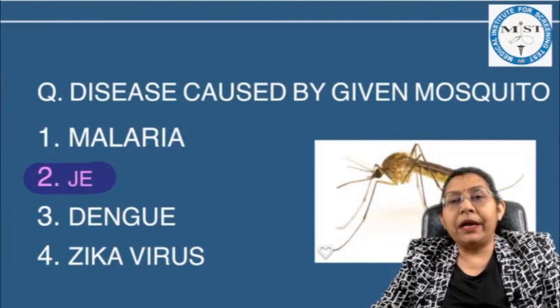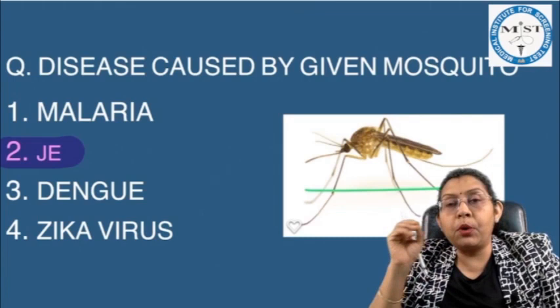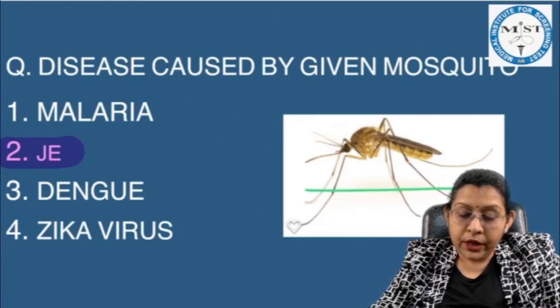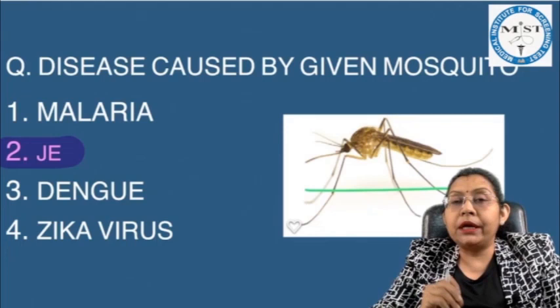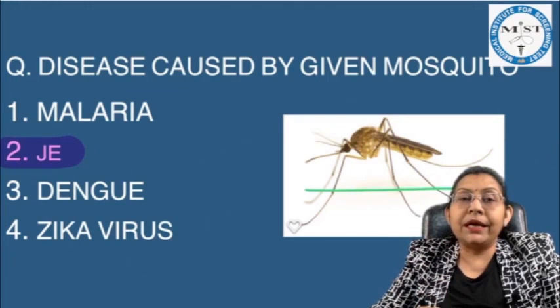Disease caused by a given mosquito, and you can very well identify this mosquito by its sitting position. It is sitting parallel to the surface without any spots on the body. So this is your Culex mosquito, and we know that malaria is caused by Anopheles. Japanese encephalitis is by Culex mosquito, while dengue and Zika virus disease are caused by Aedes mosquito. So as you had identified correctly, this is your Culex mosquito. So your answer is Japanese encephalitis.